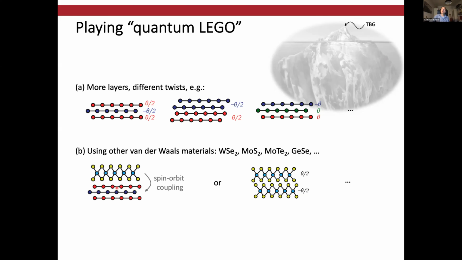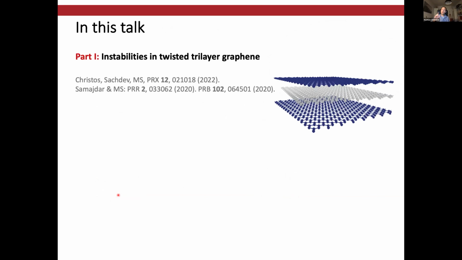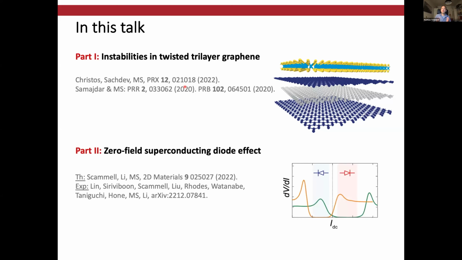Now, in this talk, I will talk for the remainder about trilayer graphene with and without spin-orbit coupling. More specifically, in the first part, I will review some particular recent theory work where we discuss instabilities in trilayer graphene, and also talk a little bit about some earlier works that are relevant in this context, which just gives us an introduction to the system, sets up some nomenclature, some instabilities, and it will eventually form the basis of the discussion in the second part, which is about the zero field superconducting diode effect.